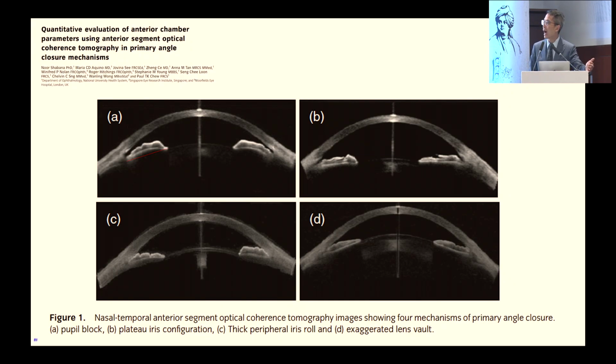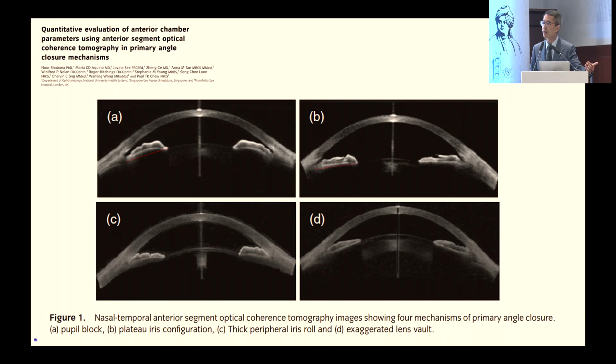If you draw a line from the scleral spur, you can see from the red line to the end of that pupil, there is prominent bowing, right? This is what we call iris bowing, and that's because there is a differential pressure gradient between the posterior chamber and the anterior chamber. This is classic. And when you see a pupil block like this, laser peripheral iridotomy helps to alleviate this mechanism.